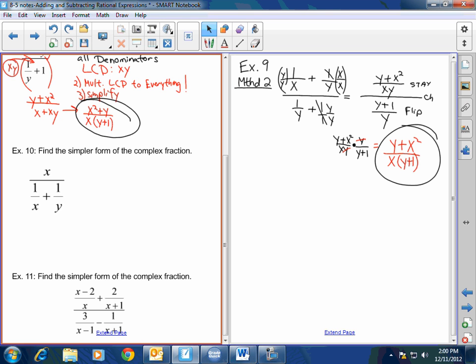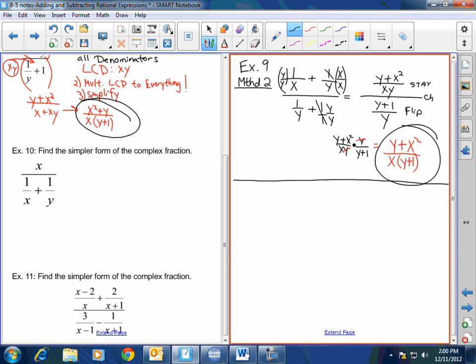So let's check out number 10 here. In this case, you can use method 1 or method 2. Why don't we do them both ways, and then hopefully you guys can make your decisions. Let's do method 1 on the left side of the screen, and method 2 on the right side. So method 1, what's the LCD here?